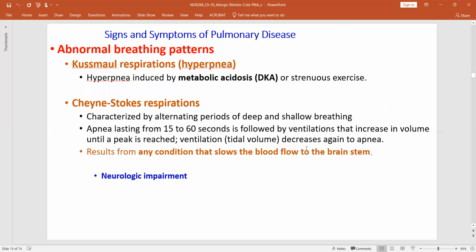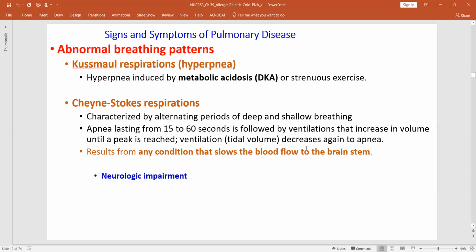We have other abnormalities in terms of breathing patterns. The first one is Kussmaul respirations. This is very common in patients with DKA, which we just covered on Thursday in class. It's characterized by increased ventilatory rate, very large tidal volume, and no expiratory pause. That's how we describe Kussmaul respirations.